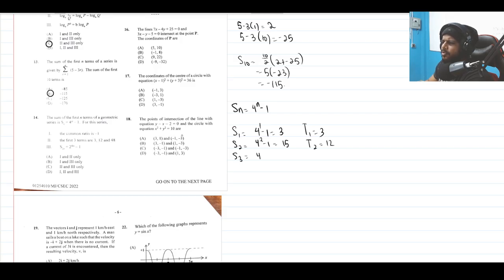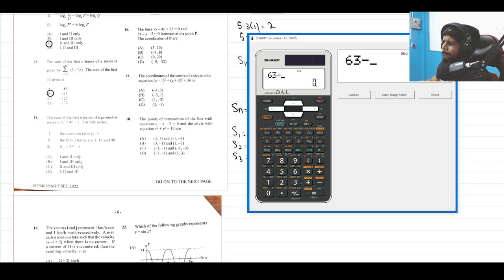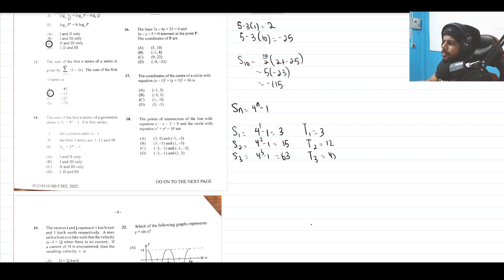S3 is going to be 4 cubed minus 1, which is equal to 63. So 15 plus something is going to give me 63. So t3 is going to be 63 minus 15, which is 48. So t3 is 48. So part 2 is definitely correct. The common ratio is 4. Common ratio is not -1, so 1 is not the answer. Bam bam bam. The answer is C.